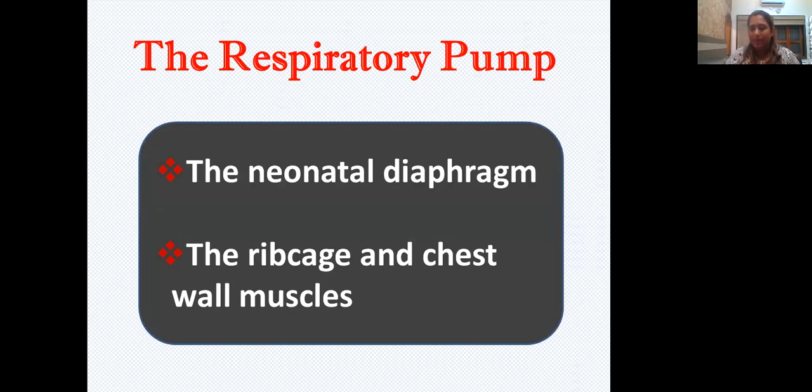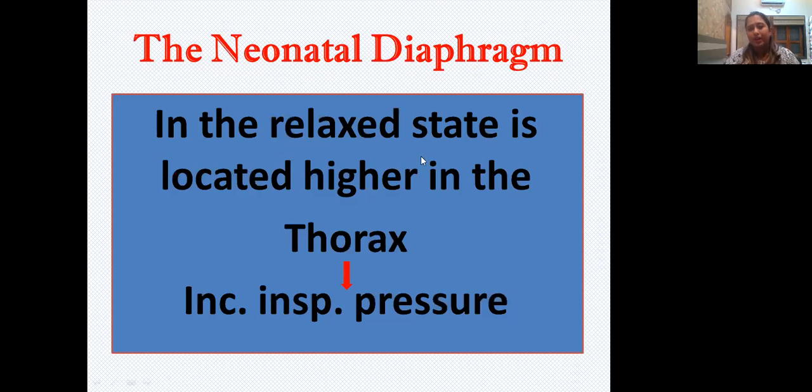Now coming to the respiratory pump per se. This respiratory pump comprises two parts, that is the neonatal diaphragm and the rib cage and chest wall muscles. Of course, the rib cage and chest wall muscles are quite weak, and it's an extremely compliant chest wall. Now coming to the neonatal diaphragm.